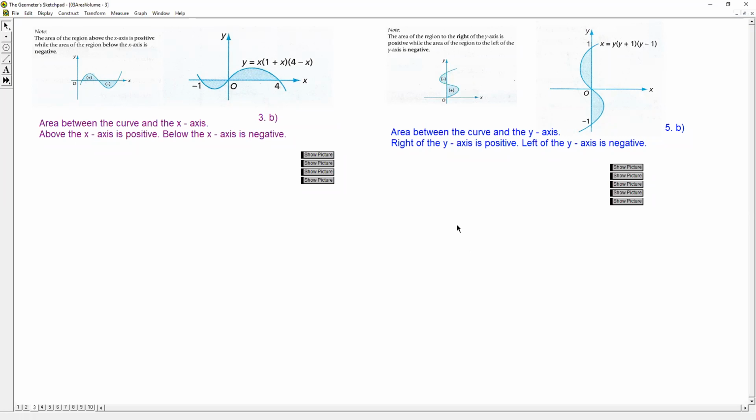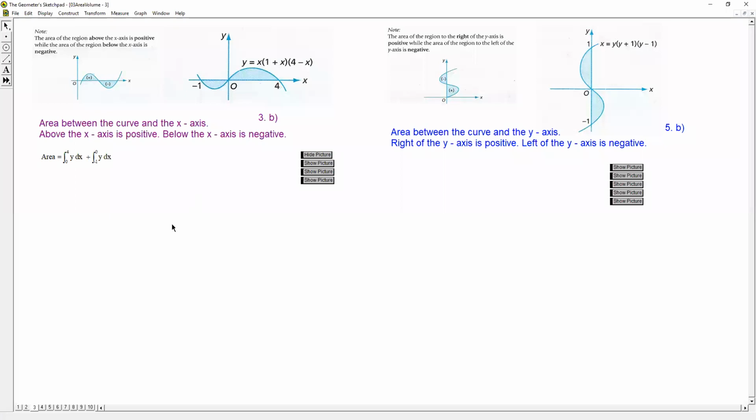So how to tackle this problem? How to take into consideration that sometimes the area can be positive, sometimes the area can be negative? Okay, so let us see. Before I carry on, we look back at the example on the left hand side. Area between the curve and the x-axis, if it is above the x-axis, is positive. If it's below the x-axis, it is negative.